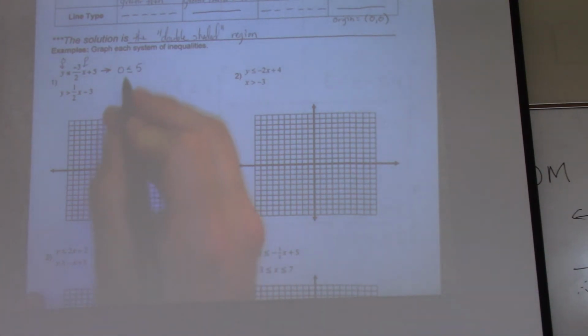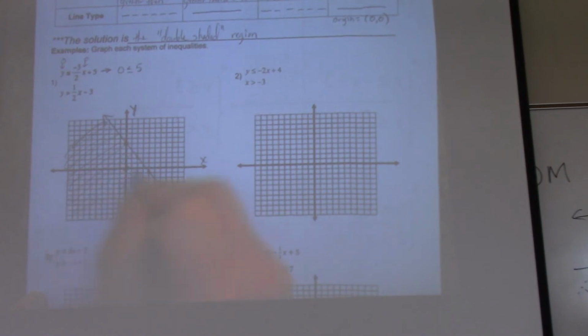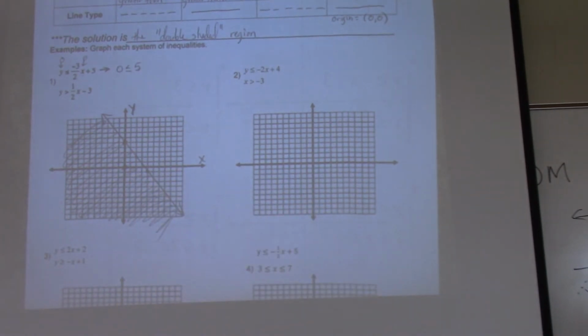So, 0, 0, I plug it in, I get 0 is less than 5. Okay, again, that means that this point works. So I want to shade my graph towards it. Don't do it too dark, do it kind of light, because we're going to have a second one here in just a second. So all of those points to the left of the line, down towards 0, 0, work.